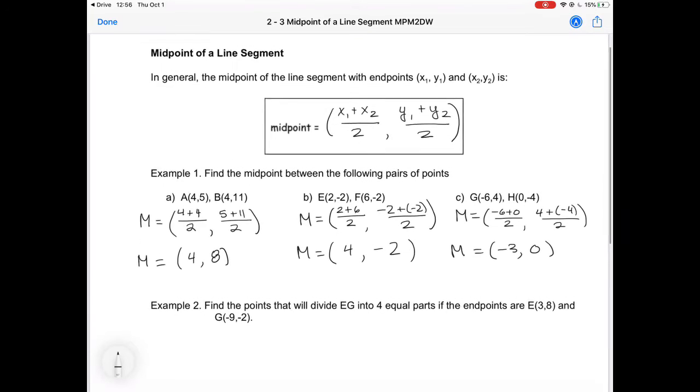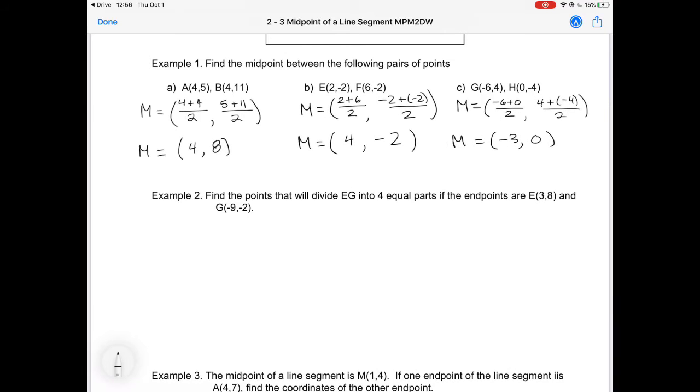The second example is more of a problem-solving type question, where you're looking for the points that will divide the line segment EG into 4 equal parts. So in order to do that, I'm going to sketch a little picture. This is my line segment EG. The midpoint is what we found above. We know those two endpoints. If I want to divide it into 4 equal parts, I would also find my midpoint here between EM, and then I'm going to find my midpoint here between MG.